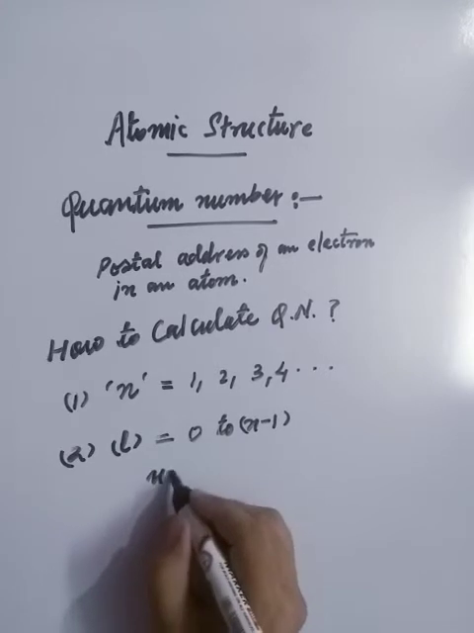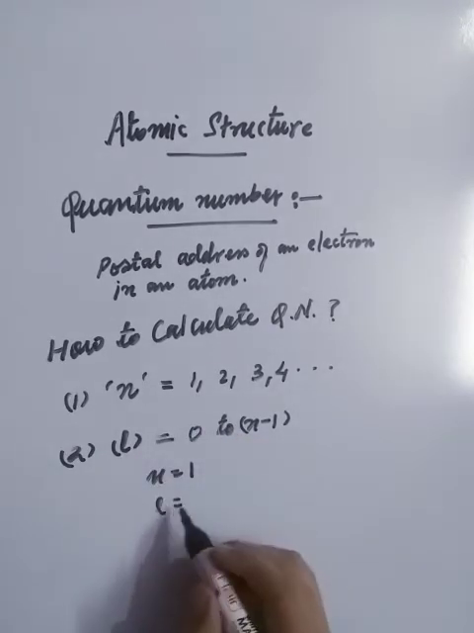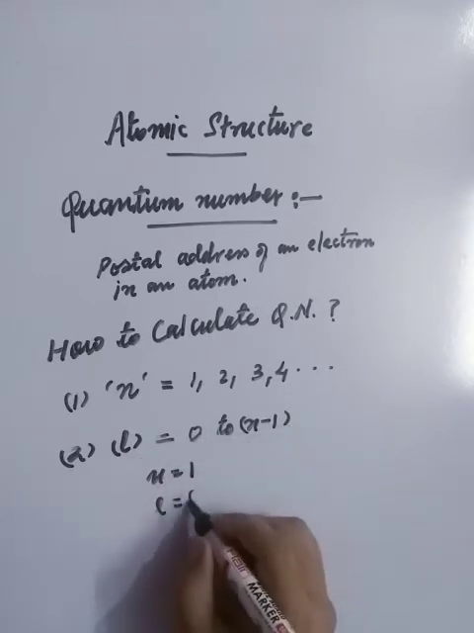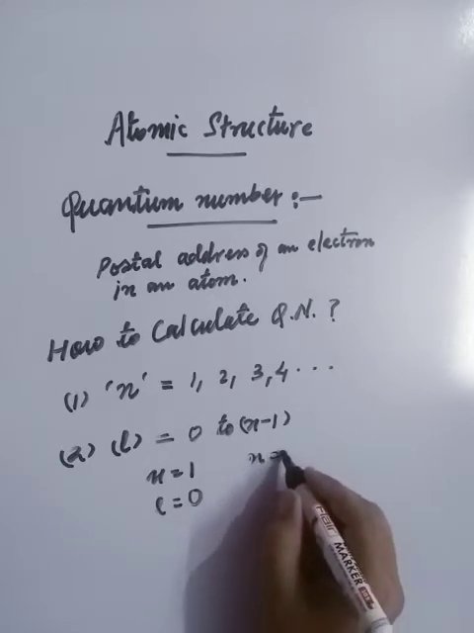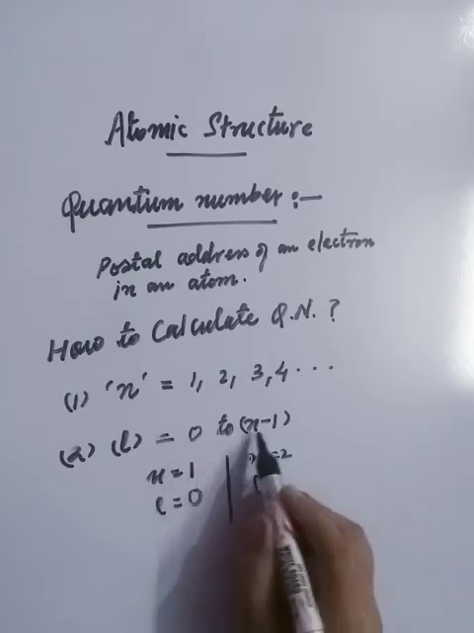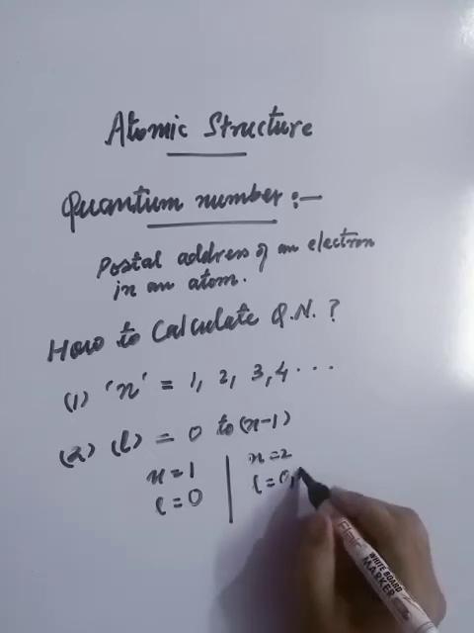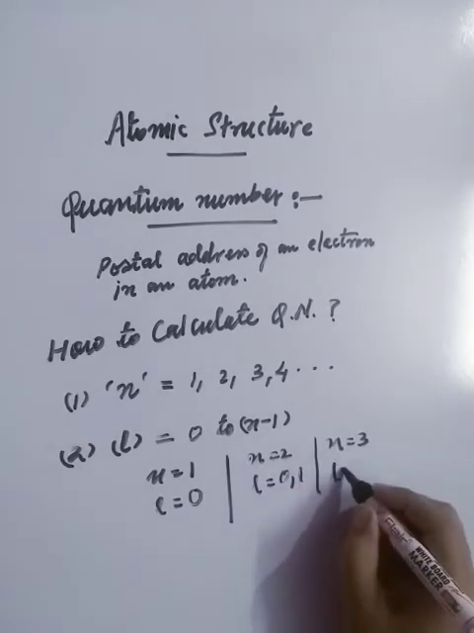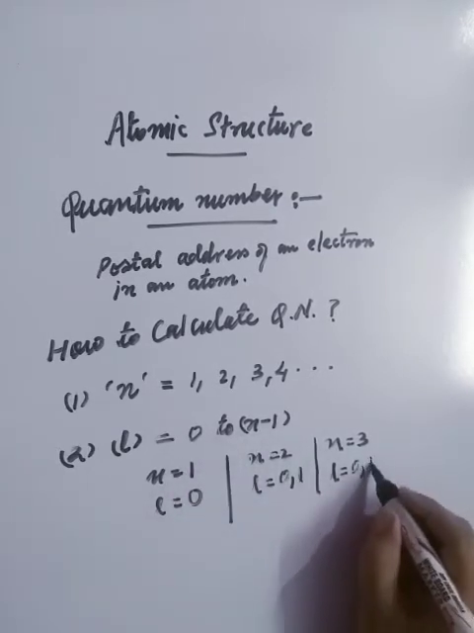Suppose n is equal to 1, meaning we are talking about the first shell. In that case, what will be the value of l? 0 to 1 minus 1, it will be 0. So l will be equal to 0. If n is equal to 2, the value of l will be 0 to n minus 1, meaning 0 to 2 minus 1, meaning 0 and 1. If n is equal to 3, the value of l will be 0 to 3 minus 1, which is 2, so it will be 0, 1 and 2.